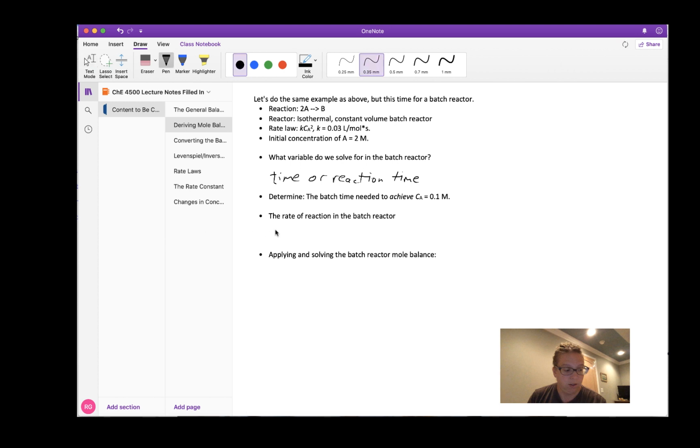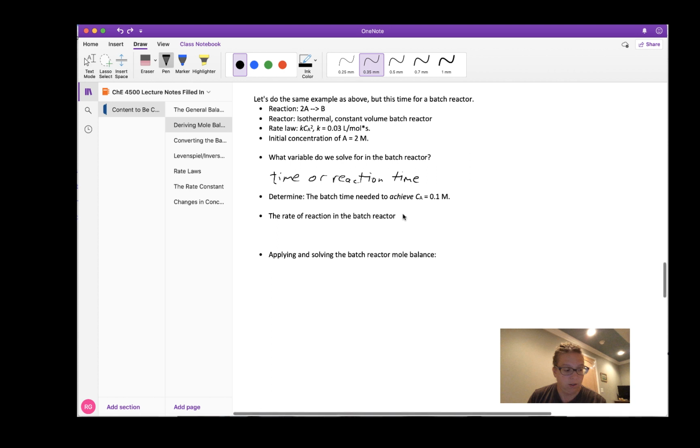So the rate of reaction in the batch reactor, in the CSTR, the rate of reaction was constant. We have one uniform concentration in the CSTR, and it doesn't depend on time. In the batch reactor, the concentration of the different species changes with time. For example, A, the reactant, starts off at a high concentration and the concentration decreases with time. In contrast, the product, B, starts out at a low concentration and that concentration increases with time. So the rate of reaction in a batch reactor depends on time.